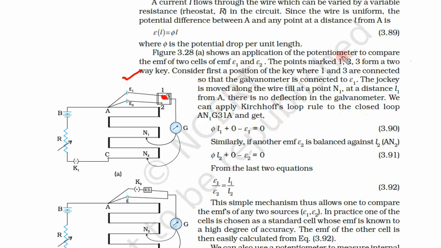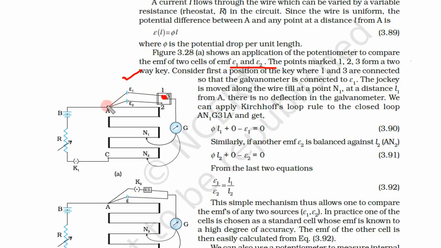Consider, so these cells have EMF epsilon 1 and epsilon 2. The points marked 1, 2, 3 form a two-way key. Consider first a position of the key where 1 and 3 are connected. So we put the key simply between 1 and 3, so that the galvanometer is connected to epsilon 1. There is no key here, so this is not connected to anything.